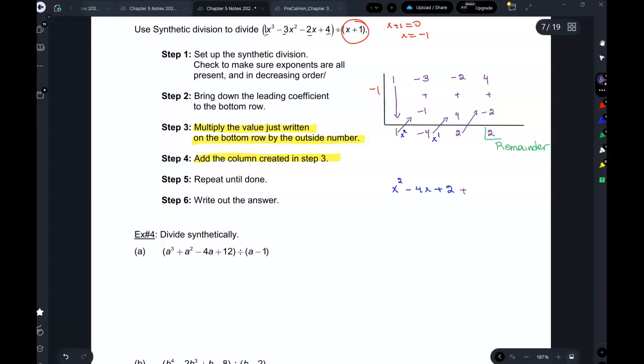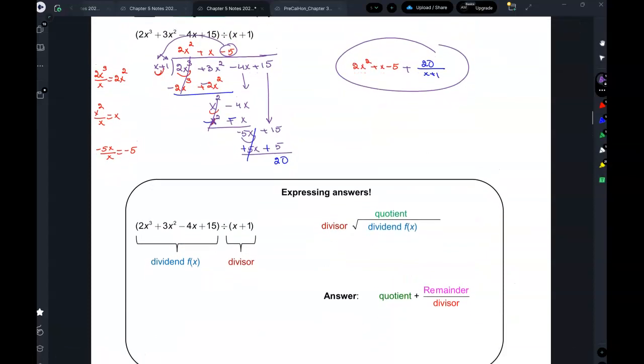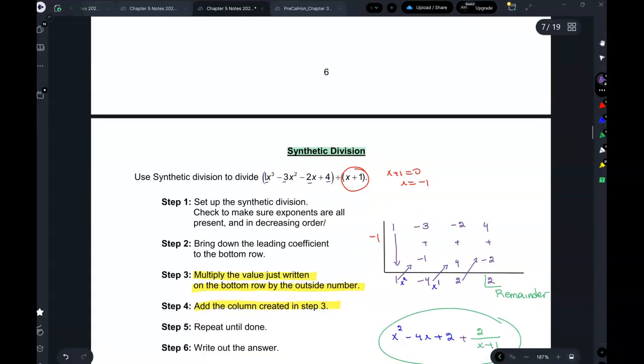plus the remainder of 2 over x plus 1, just like before. Okay? And this is the same thing as what we were doing, but it's synthetic division. So it gets you the same result as this, but in a different way.